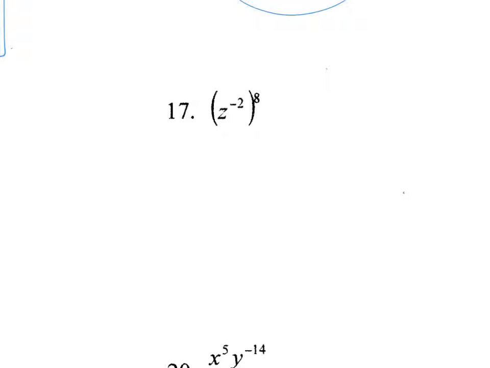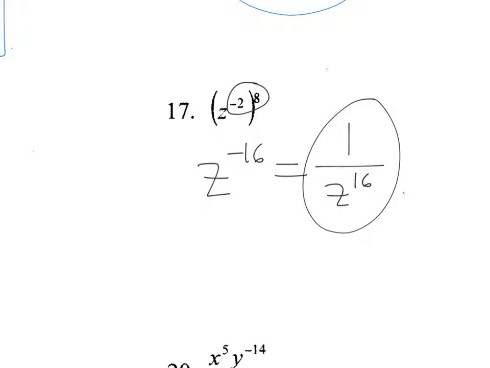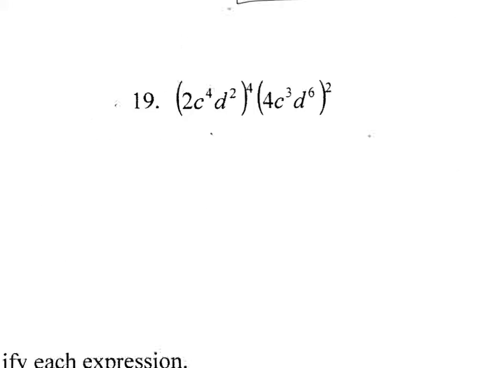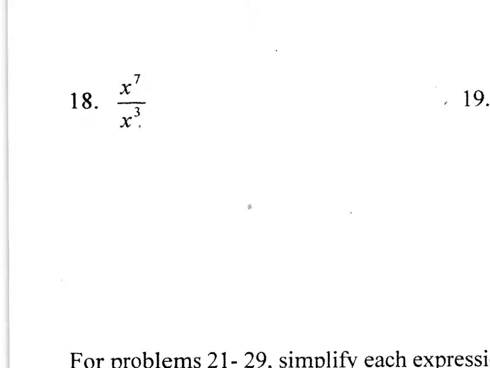Next, 17. Another gimme. This is getting too easy. Rule says I multiply those. Negative 2 times 8 is negative 16. Anytime I have a negative exponent, I flip. 1 over z to the 16th. Oh, well, never mind. We'll get to that one in a sec.